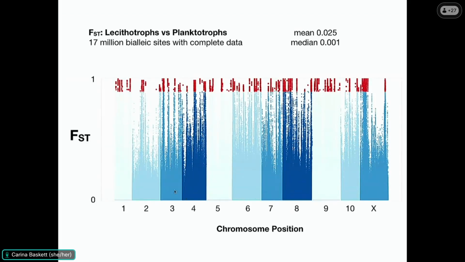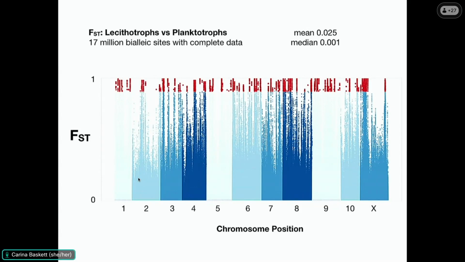But there are these enormous peaks of high differentiation on every chromosome. And that wasn't true for the QTL. And moreover, there's multiple peaks on every chromosome. And so our QTL pointed to a small number of things that are important for this suite of traits that differentiates planktotrophs and lecithotrophs. But the genomics are telling us that we are missing a ton of genetics. And part of that, no doubt, is that we're missing a ton of phenotypes.